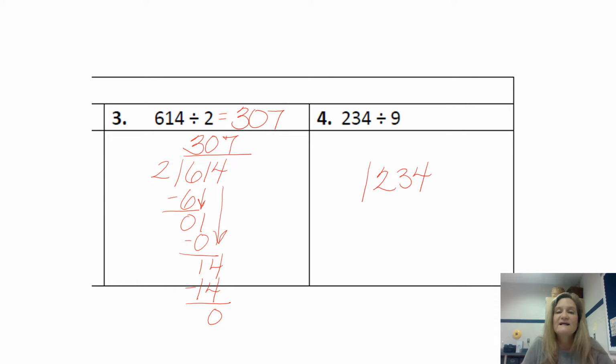234 divided by 9. That's question number 4. 2 cannot be divided by 9, so I write a 0 above the 2. 23 can be divided by 9 2 times. 2 multiplied by 9 equals 18. I have to borrow when I subtract. 23 take away 18 equals 5. I bring down the 4. 9 can divide 54 6 times, which equals 54. Subtract, I get 0.